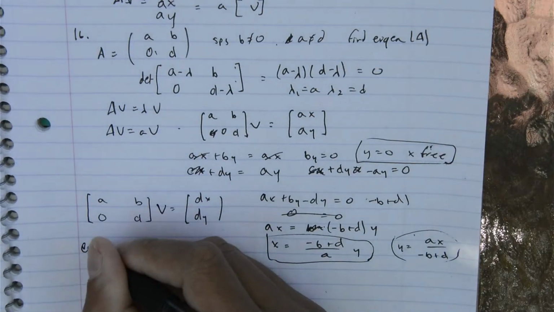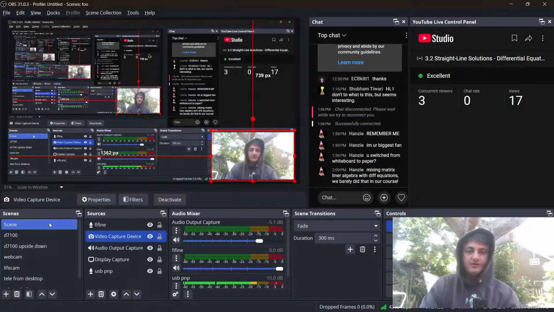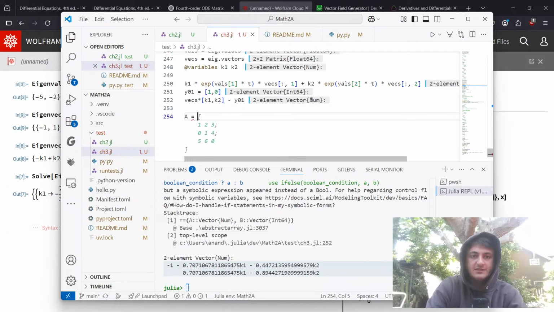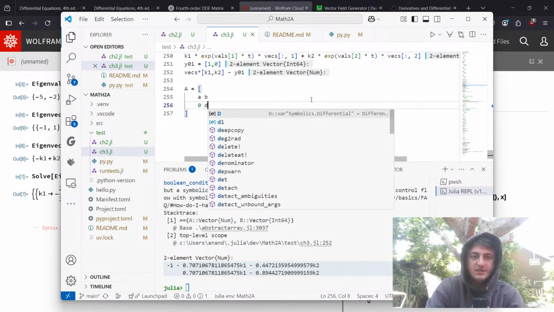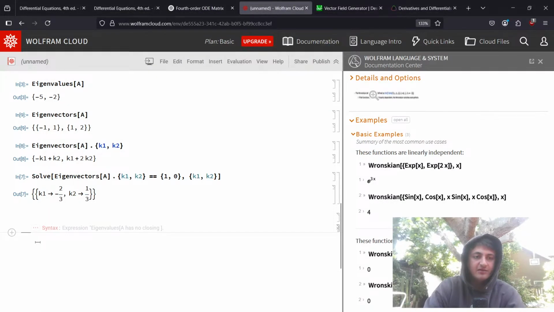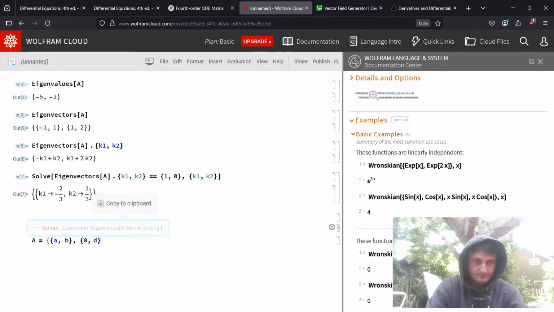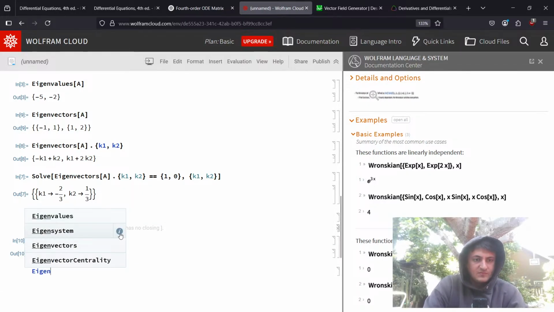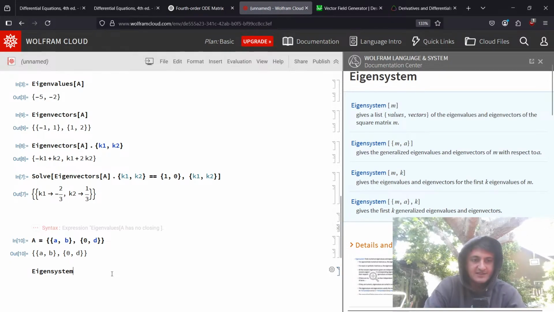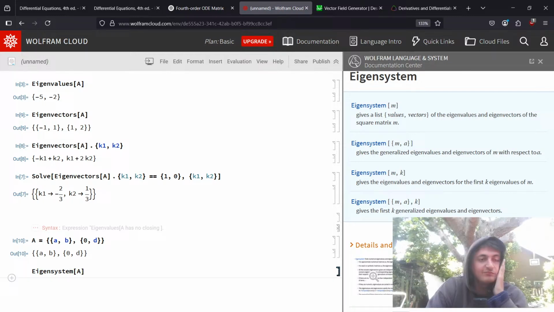So let's just do it on the computer. Why don't we just do this? A is equal to A, B, 0, D, eigen of A. Oh, it's just so insane how bad it is. Is there not something that gives you both? Oh, it gives, okay, that's what we want. Yeah, eigensystem. I keep being like, why do we have to call it twice?